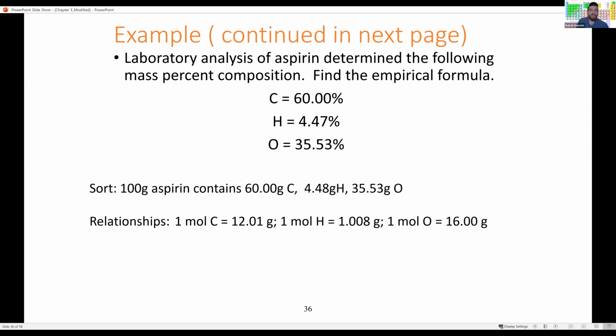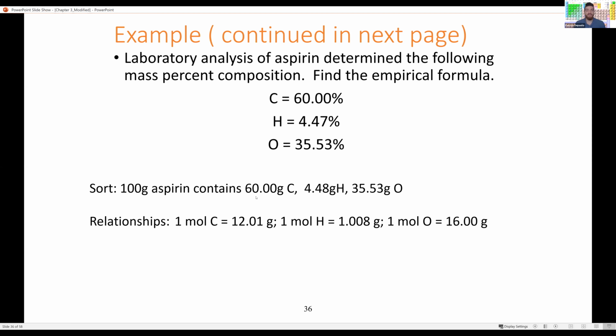All right, so there's a laboratory analysis and you have aspirin. Here are the percentages of carbon, hydrogen, and oxygen in aspirin. So you take these percentages, convert them to grams. So you basically say 100 grams of aspirin will have 60 grams of carbon, 4.47 grams of hydrogen, 35.53 grams of oxygen. Then you are going to use the molar masses of carbon, hydrogen, and oxygen and divide to figure out the moles of each of those elements.